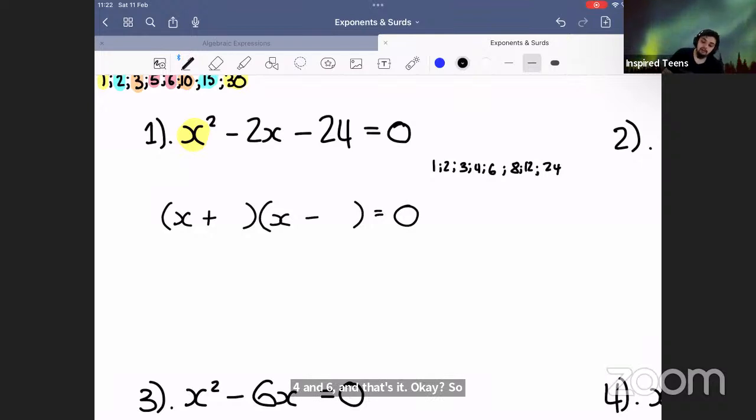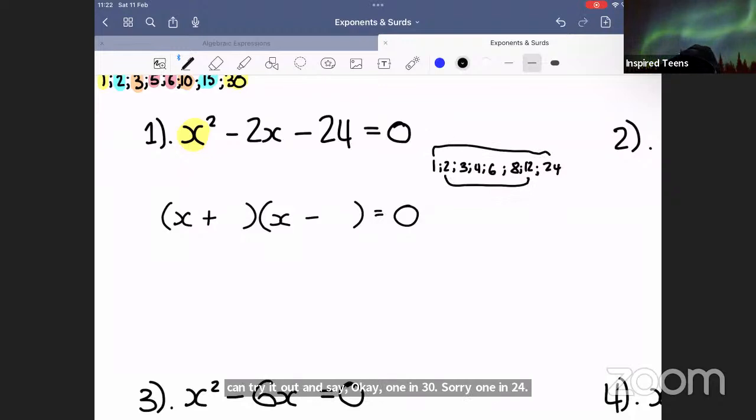So now I need to think, okay, from these factor pairs, I'm actually going to minus and plus them. Which one can give me 2 or negative 2? You can try it out and say, okay, 1 and 24. Nope, that can give me 25 or 23. 2 and 12, that can give me 14 or 10. 3 and 8, that can give me 5 or 11. 4 and 6, that can give me 10 or 2.